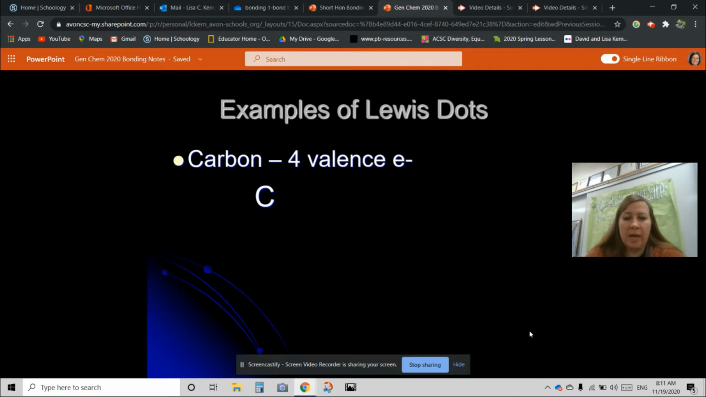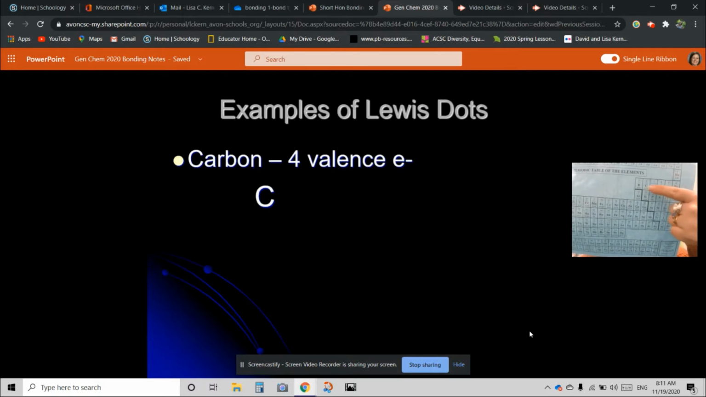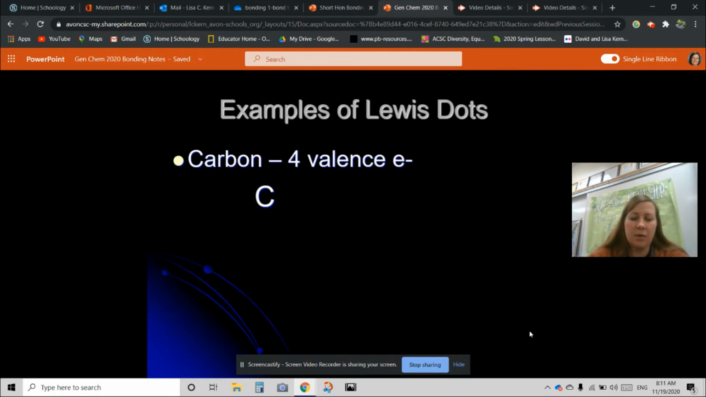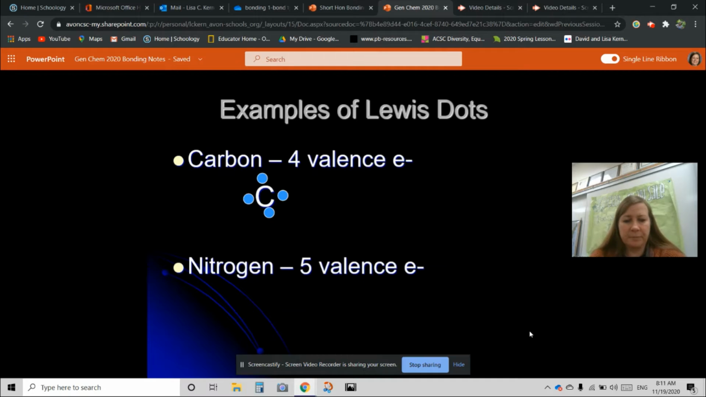So here we go. Carbon has 4 valence electrons because it is here in group 14. 4 valence electrons, so we draw 4 dots. 1, 2, 3, 4. And we typically do top, bottom, left, and right. Nitrogen has 5 valence electrons. 1, 2, 3, 4. And now we got to double up, so we'll put 2 together on the top. Or we could put those 2 on the left or the right or the bottom. Doesn't matter.